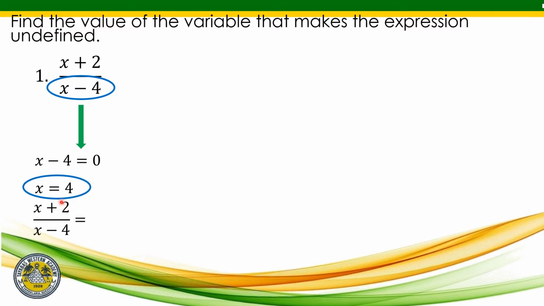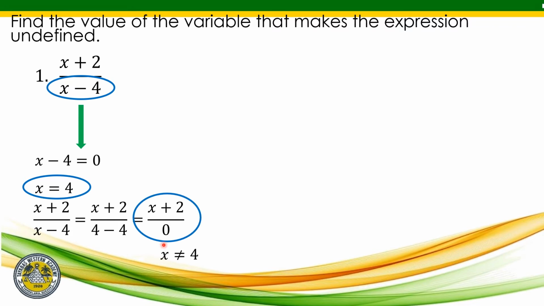So, check natin. So, x plus 2 over x minus 4 is equal to x plus 2 over 4 minus 4, which is x plus 2 over 0. And that is undefined. So, ang value ng variable natin na ginagawang 0 ang denominator is 4, kung ano yung nakuha nating value ng x. Okay?